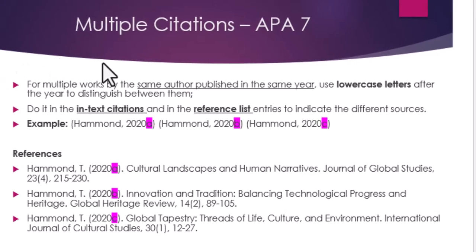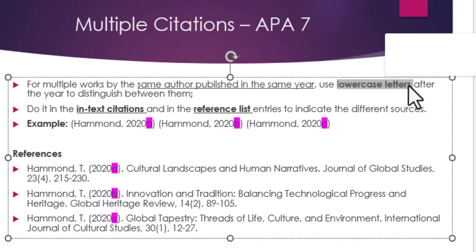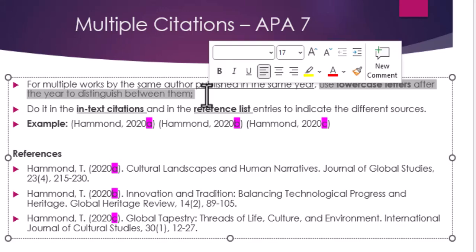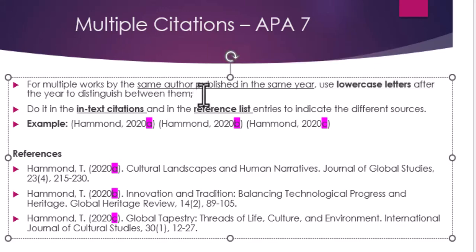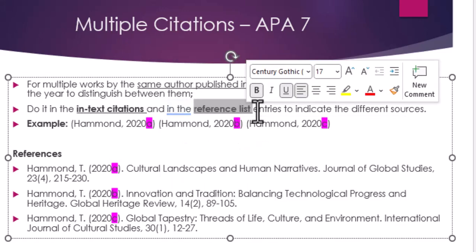So I have something here that says for multiple works by the same author published in the same year, use lowercase letters after the year to distinguish between them. So here is the pointer that you need to note, that in order to differentiate between these sources by the same author in the same year, you need to use lowercase letters after the year to distinguish between them. And what you should note is that you should use these lowercase letters both in in-text citation as well as in reference list to differentiate between them.